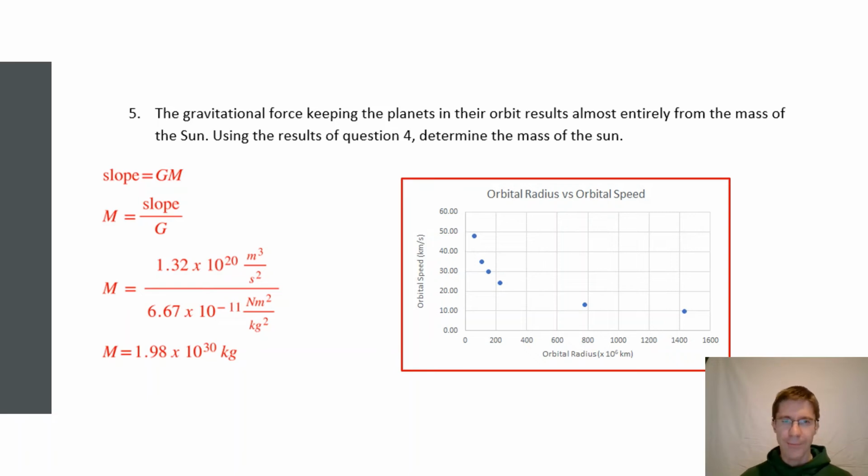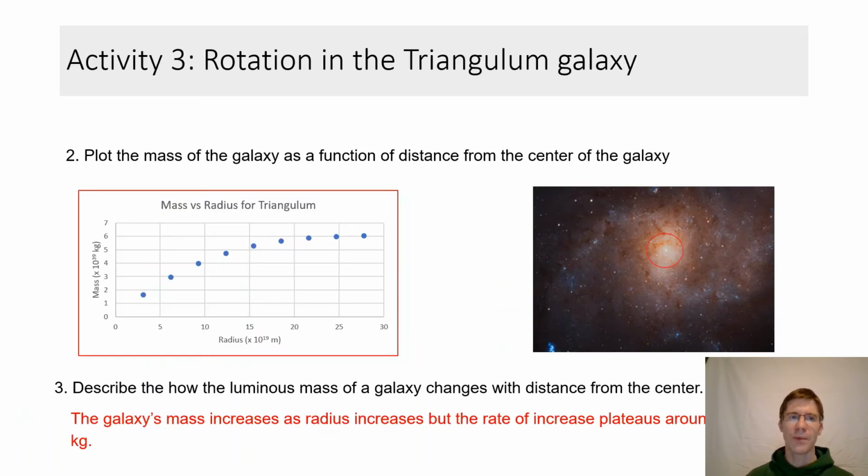Additionally, what we'll build on in activity 3 is doing something similar, but looking at the Triangulum galaxy. So again, in this activity, what I've had students do is plot the mass of the galaxy as a function of radius. So they're looking at the amount of light being produced by the galaxy and using that as a proxy for the amount of mass in the galaxy. And we know that's a fairly reliable estimate. Generally speaking, the mass of a star is proportional to the amount of light it emits.